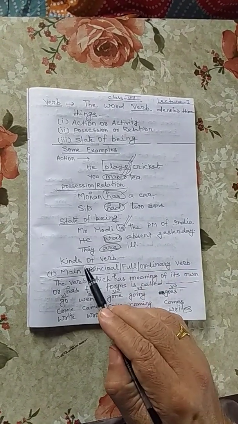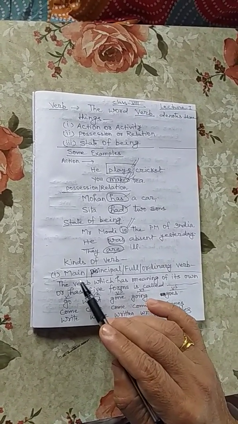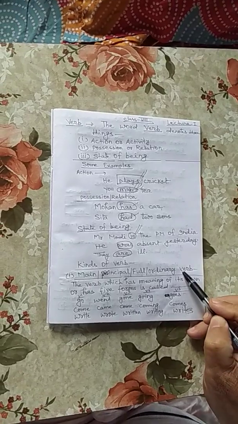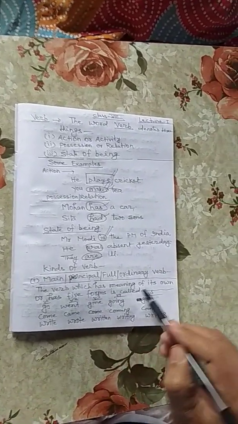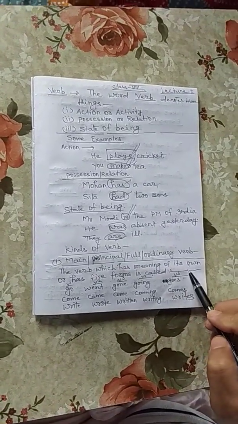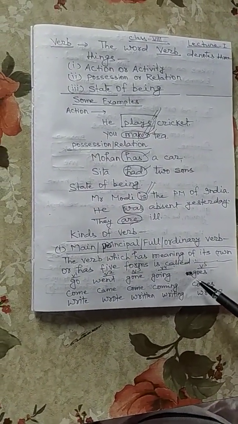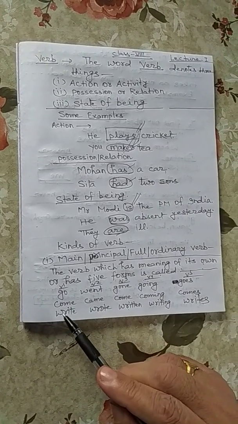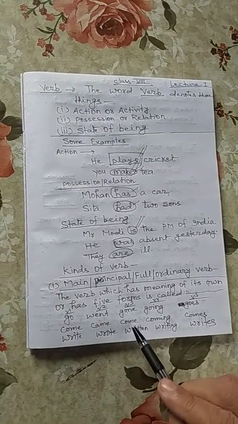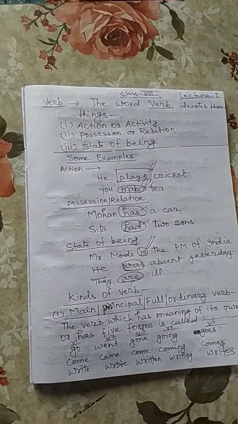Now, kinds of verb. There are two kinds of verb. First one, main verb. It is also known as principal verb or full verb or ordinary verb. The verb which has a meaning of its own or has five forms is called main verb. In brief, we had better understand that the verb which has five forms is called main verb. There are some examples: go, went, gone, going, goes; come, came, come, coming, comes; write, wrote, written, writing, writes.